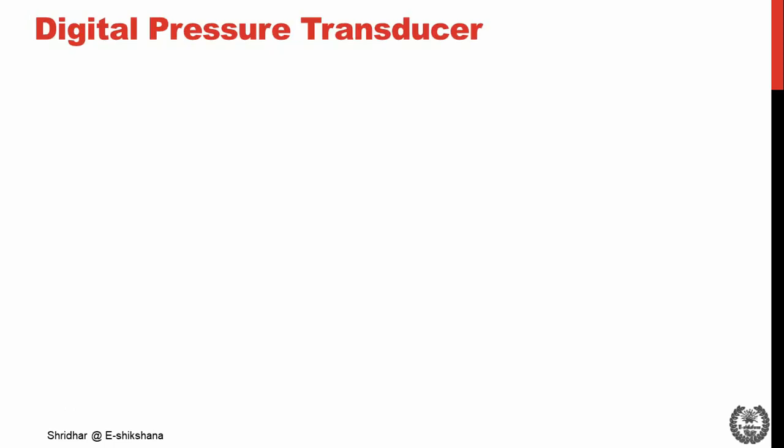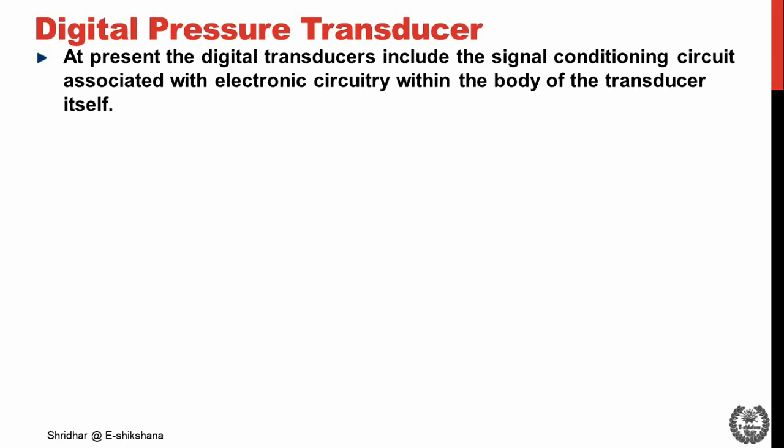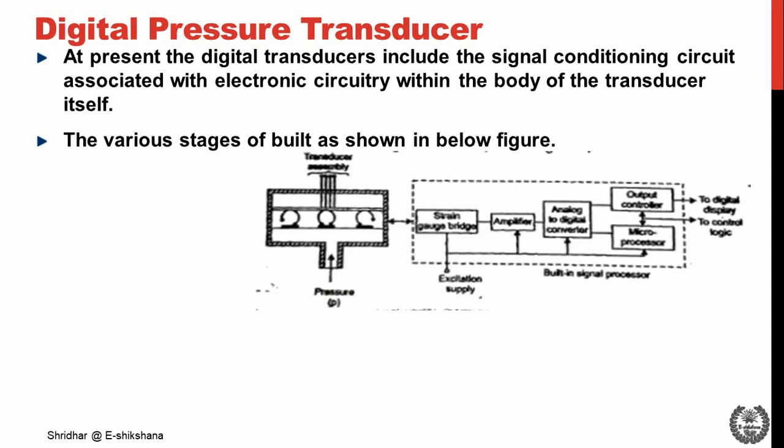Next, we'll discuss the application as a digital pressure transducer. At present, the digital transducer includes the signal conditioning circuit and associated electronic circuitry within the body of the transducer itself. The various stages of the transducer are shown in the diagram, which consists of strain gauges, amplifier, analog to digital converter, output controller, and microprocessor. Overall construction can be taken as a built-in signal processor and the measurement circuit.